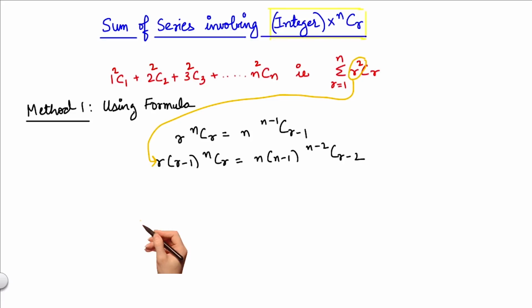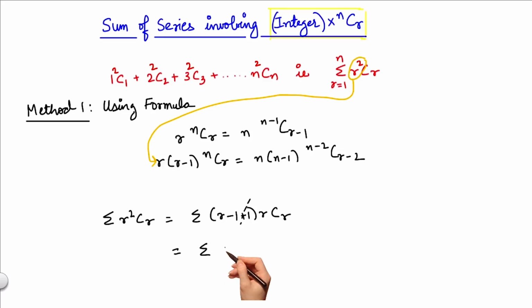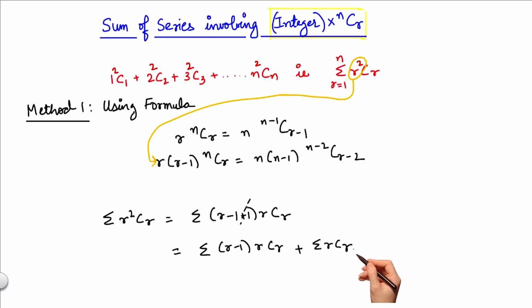All I have to do is add and subtract 1 from one of these r's. That would give me summation r square Cr equals summation r minus 1 plus 1 into r Cr. And then I can break this series across this plus sign to get summation of r minus 1 rCr plus summation of rCr. Here r varies from 1 to n, and here r would again vary from 1 to n, but for r equals 1, this term would be 0. Hence, it's safe to say that r would vary from 2 to n.